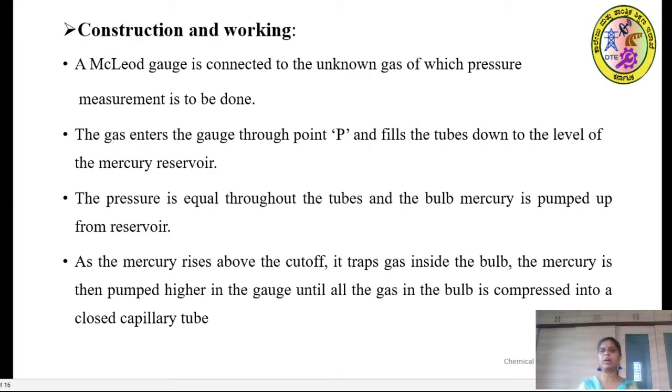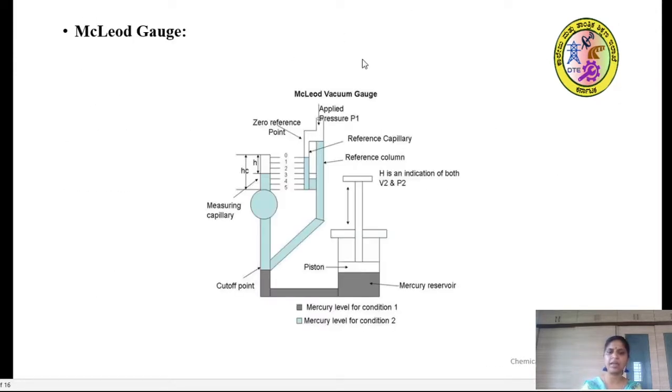So the McLeod gauge is connected with the unknown gas, as I have explained. Measurement is to be done. The gas enters the gauge through point P and fills the tube down to the level of the mercury. You can observe in this, the gas enters at the pressure at P and fills down to the level of the cutoff point, down to the level of the mercury, the gas which you want to measure, which is being admitted at the point here.